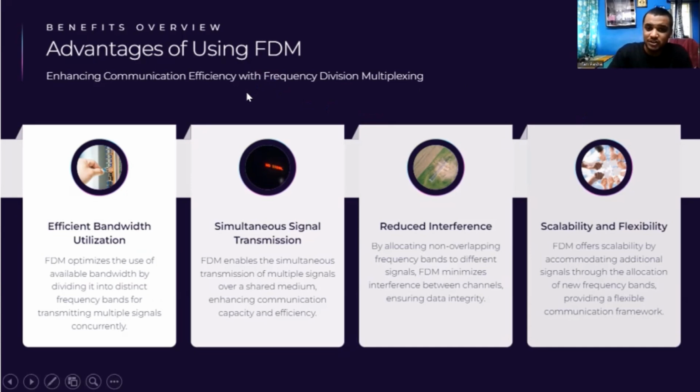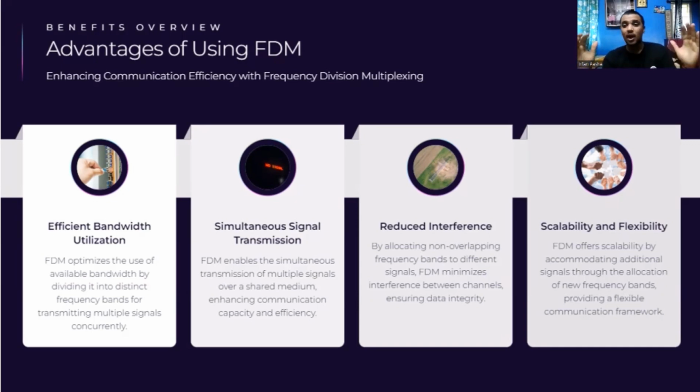Okay, enhancing communication efficiency with frequency division multiplexing. If you've been listening to me carefully, you will have this question: how can FDM enhance the communication network? What vital role does FDM play in enhancing communication efficiency? By reading this slide and breaking it down, we will understand how this happens. Okay, efficient bandwidth utilization. By this term, we understand that we are utilizing the bandwidth we have. I told you the bandwidth is the number of frequencies you can have within this width.